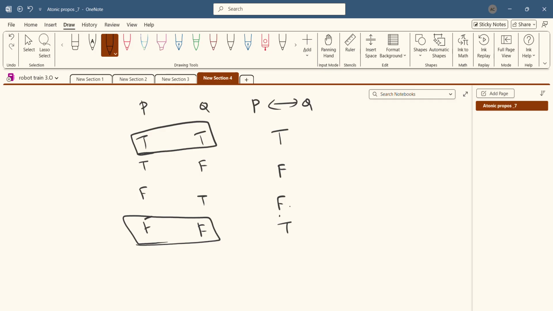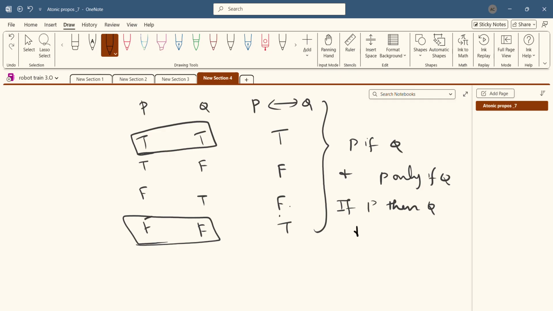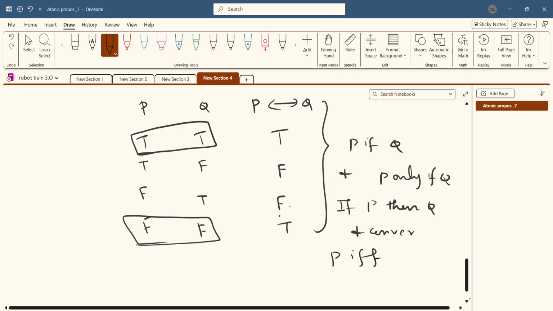For this also we have different ways to express the biconditional. P if and only if Q, P only if Q and P if Q, P is necessary and sufficient for Q. If P then Q, and conversely, P if and only if Q.